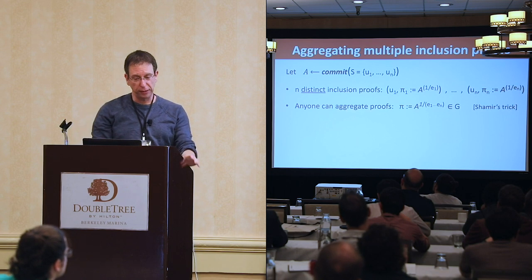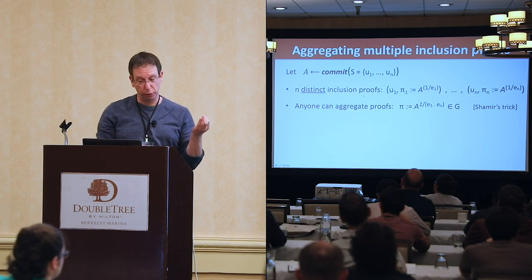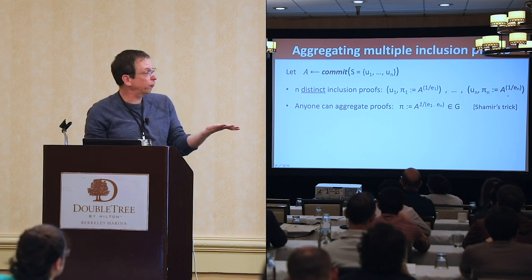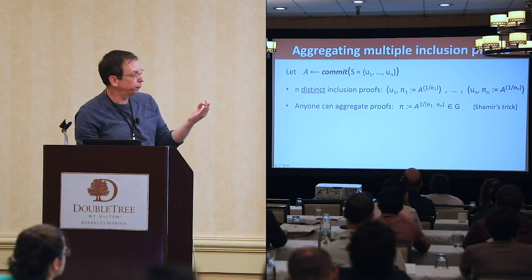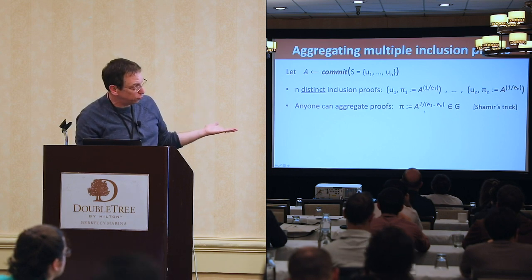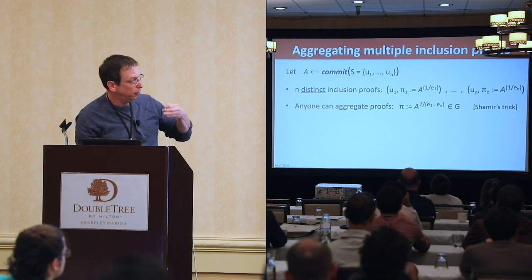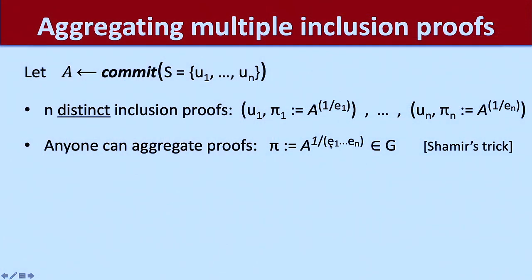The amazing thing about the RSA accumulator is if I give you n distinct inclusion proofs, so here I prove to you that n elements are in the accumulator, it's trivial to compress all of them into a single proof. I can aggregate all the proofs using what's called the Shamir trick. So I have the e_1-th root of A up to the e_n-th root of A. Using these roots, I can easily build the (e_1 to e_n)-th root of A. And this is a single proof that proves that all the elements are in the accumulator. So whoosh, we compress all the authentication proofs into a single proof. The problem is, we can't do this with Merkle trees.